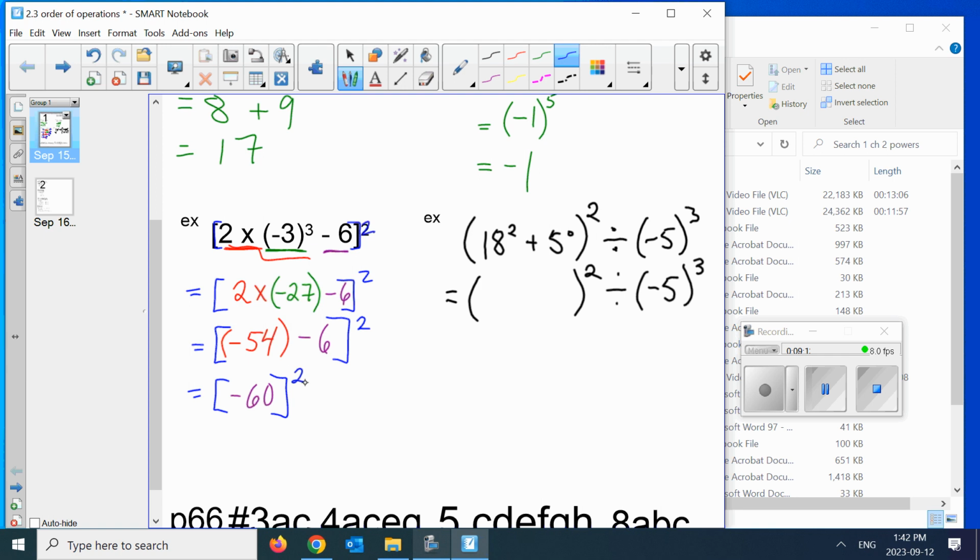Now, I could do this in my head because I know negative times negative is positive. And I know that 6 times 6 is 36. And then you just double up the zeros. But if you need a calculator for a square like this, go ahead. And you were right. Like you said, 3,600.